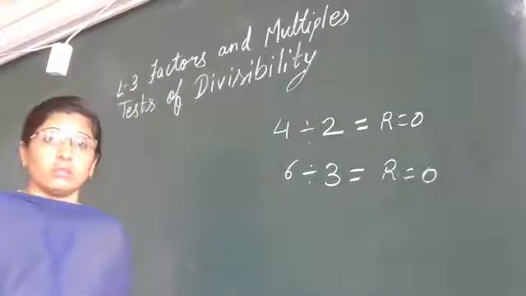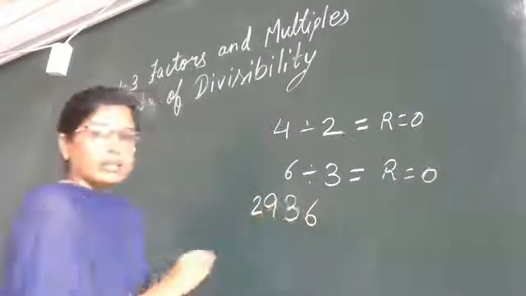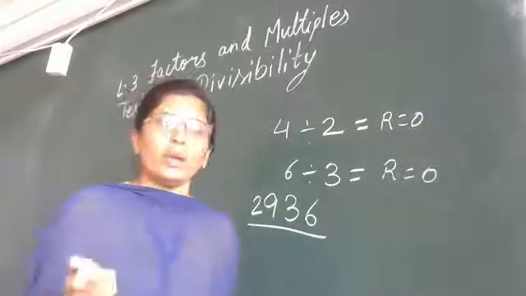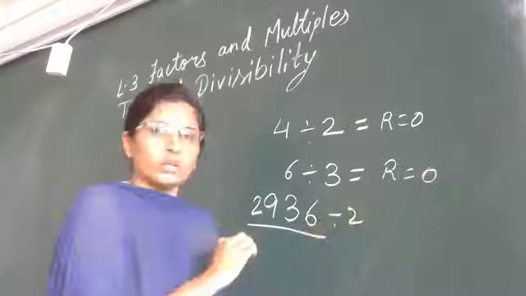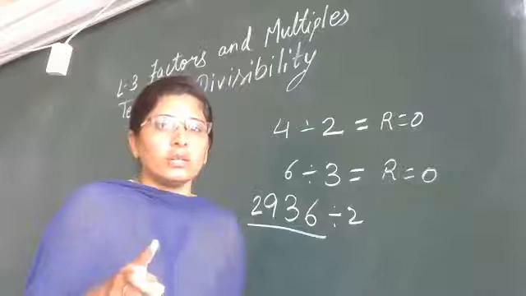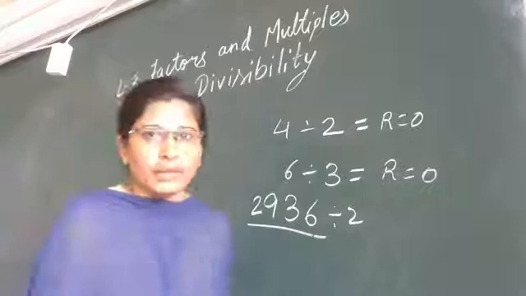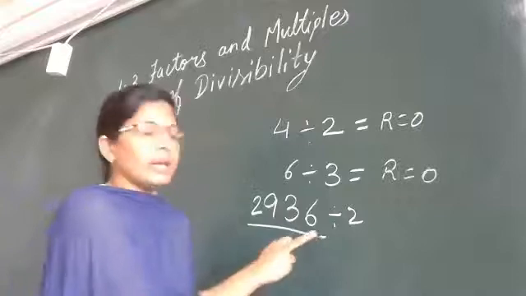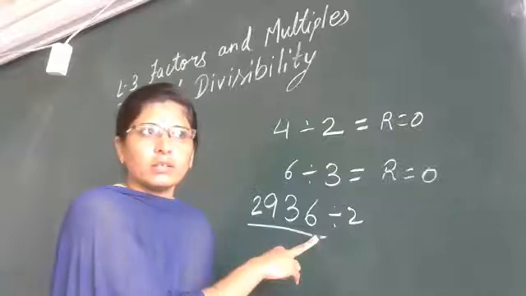But for larger numbers, for example, 2936, this is a 4-digit number. For this, without dividing, you will not be able to tell directly whether this will be divisible by 2 or not. Means when you divide, will you get 0 or not. It will be difficult, no? What you have to do for this? We need to divide it. Yes, long division we have to do to find the remainder.